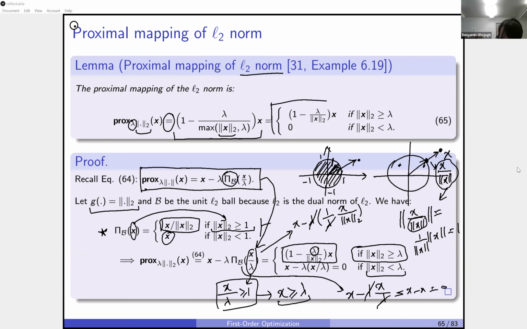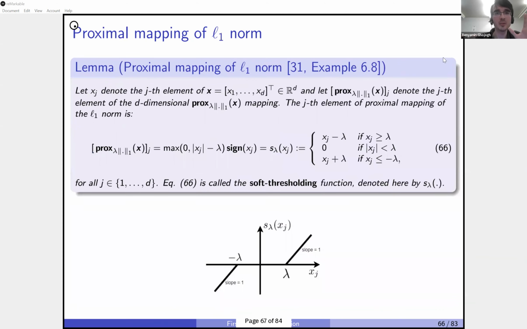Now we prove this. Again, I'm a bit doubtful about this lambda, but I will look at it in more detail and I will talk about it in the next session. But I think you got the general idea. This is the proximal mapping of the L2 norm. Now let's see the proximal mapping of the L1 norm.